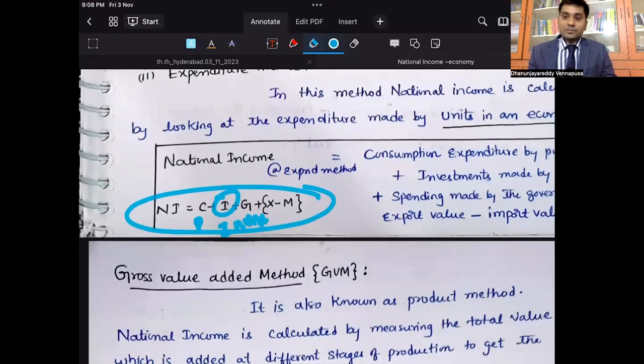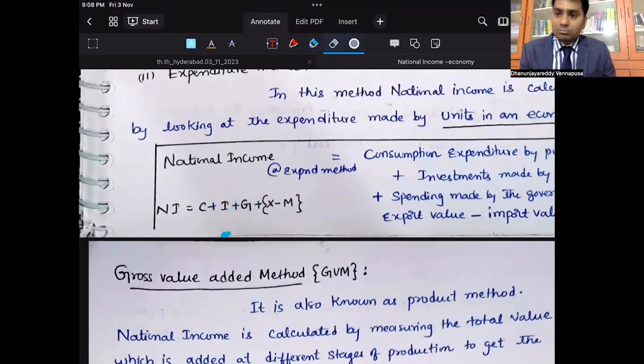Investments made by the public, investments made by the private sector, investments made by foreigners. G means government spending. If the government is spending more, like Jagananna, Kapu Nestam, Reddy Nestam, like this, then there will be more growth. Why? National income is directly related to growth. Next one is X, exports, M, imports. So this ratio, in order to be positive, what does it have to be?